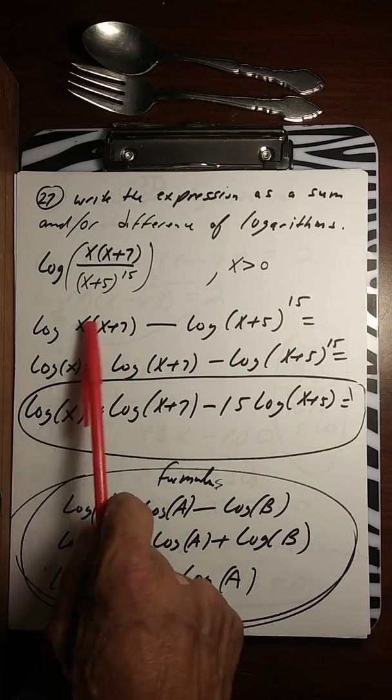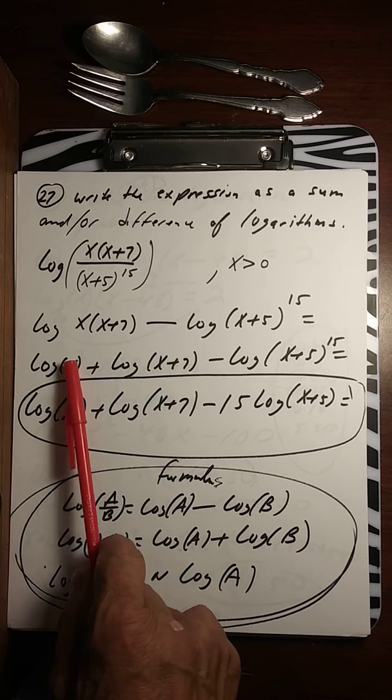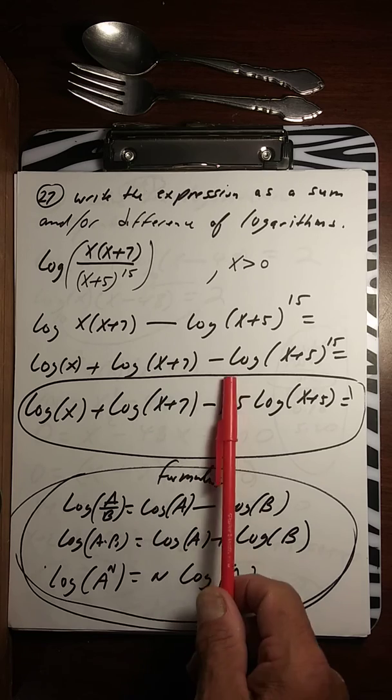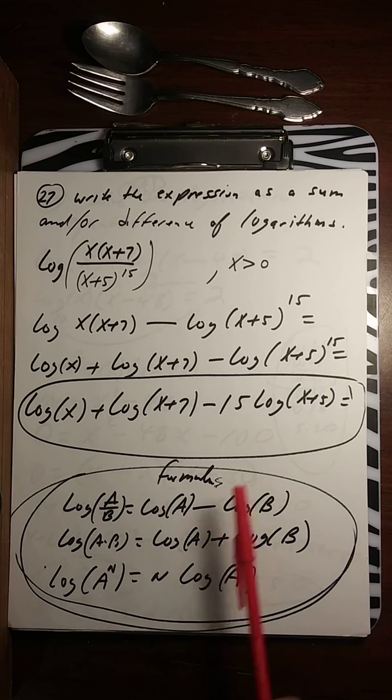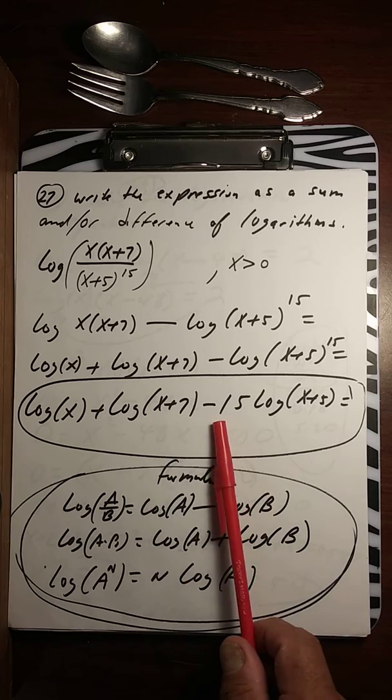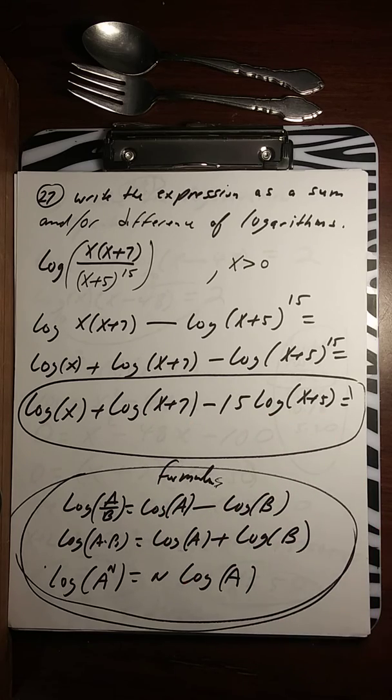So now we have multiplication. Log of the first, plus log of the second one, copy the other one. Now this is done, this is done. Now this one, the 15 power in the front, bring it to where? To the front. Log of x plus log of x plus 7 minus 15 log of x plus 5.